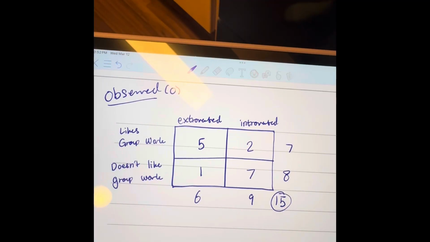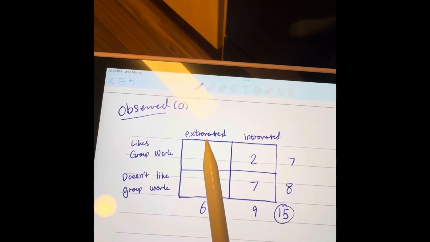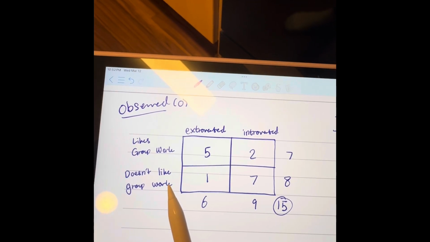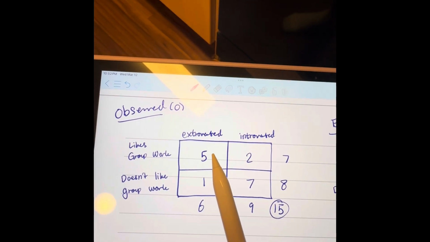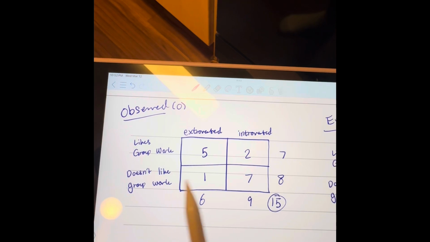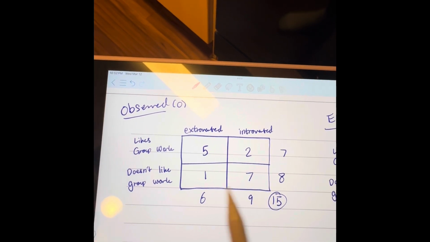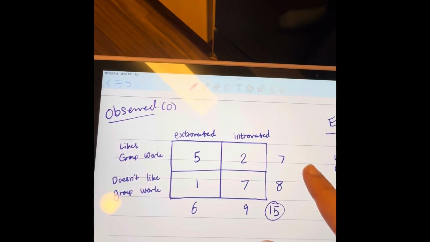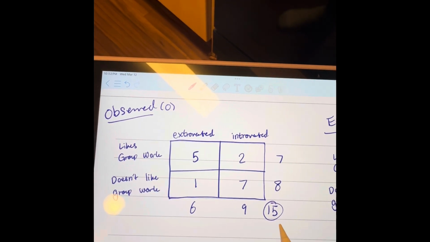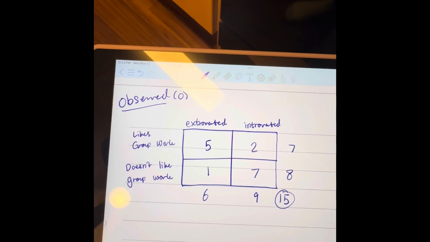To do this, we start by putting all the data into a chart, which I have written down. I started by organizing the chart into extroverted and introverted, and then likes group work and doesn't like group work. I had 5 extroverts that liked group work, 2 introverts that like group work, 1 extrovert that doesn't like group work, and 7 introverts that don't like group work. I have the totals right here for each row and each column and surveyed a total of 15 people.